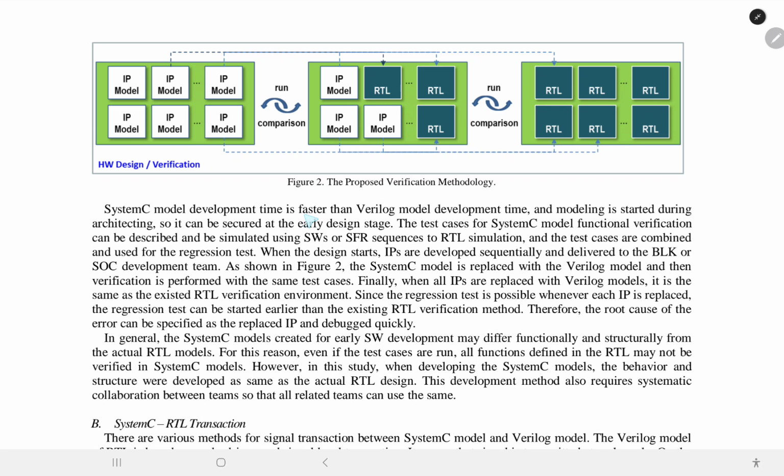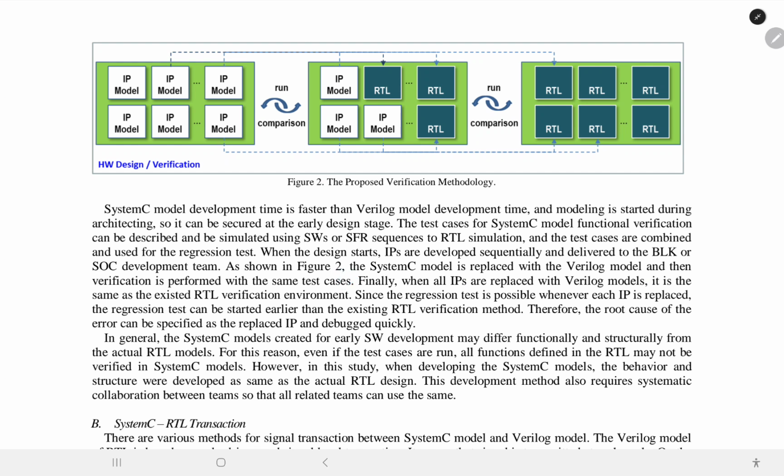SystemC model development time is faster than Verilog model development time, and the modeling is started during the architecting. It can be secured at the early design stage. The test cases for SystemC model functional verification can be described and simulated using software or SFR sequences for RTL simulation, and the test cases are combined and used for regression tests. When the design starts, IP is developed sequentially and delivered to the block or the SoC development team.